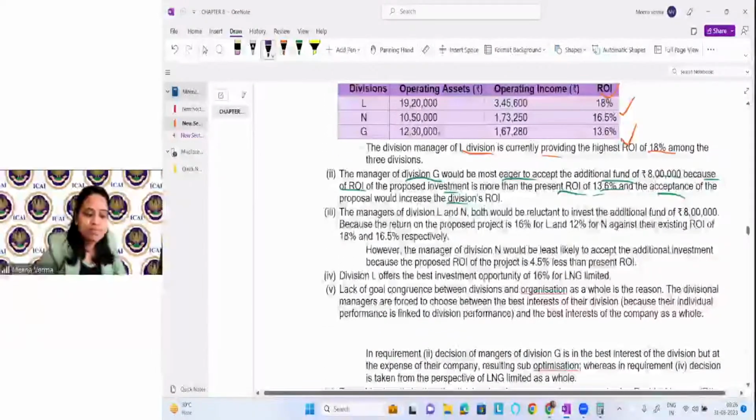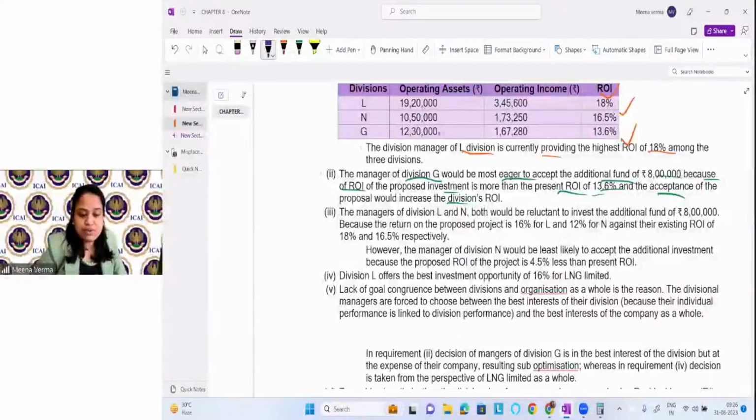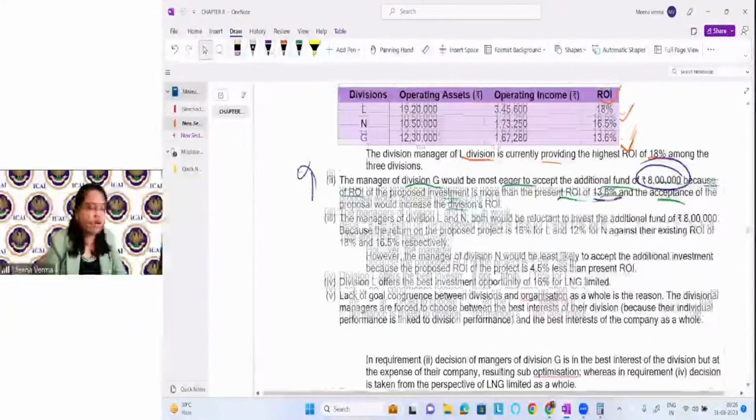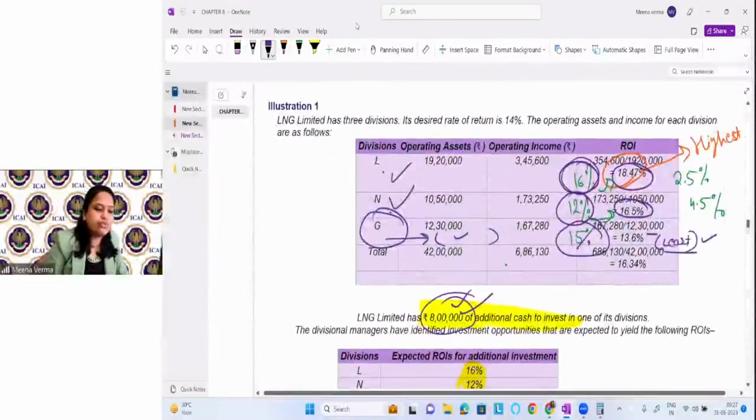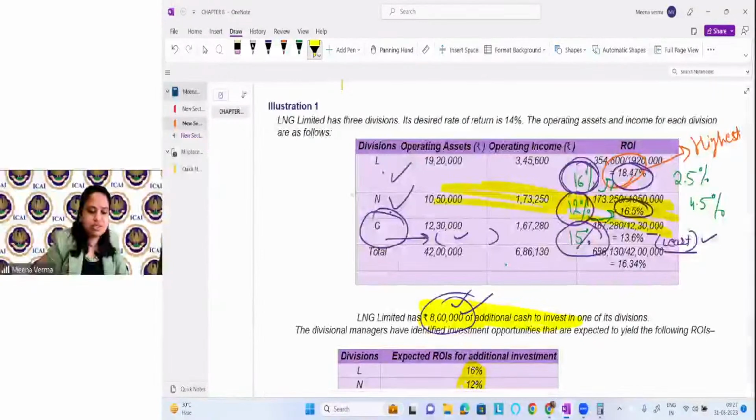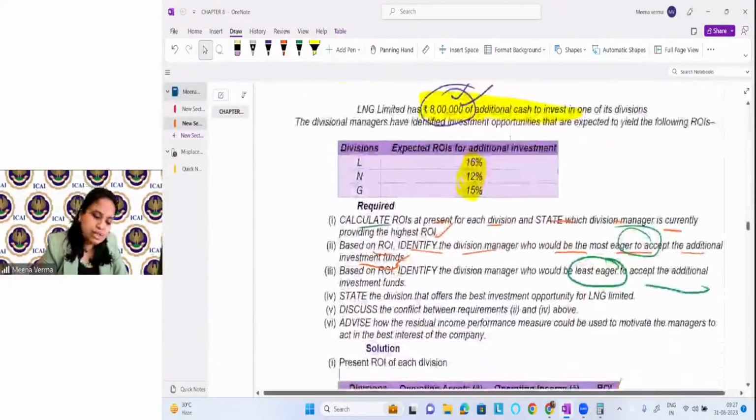what will happen? The last one will accept the proposal of 8 lakh rupees because their ROI will increase a lot. And who is not at all interested out of them, if you will see, this one is not at all interested. N is not at all interested, because their ROI will decrease drastically. 4.5 their ROI will decrease. So what will happen in this case?